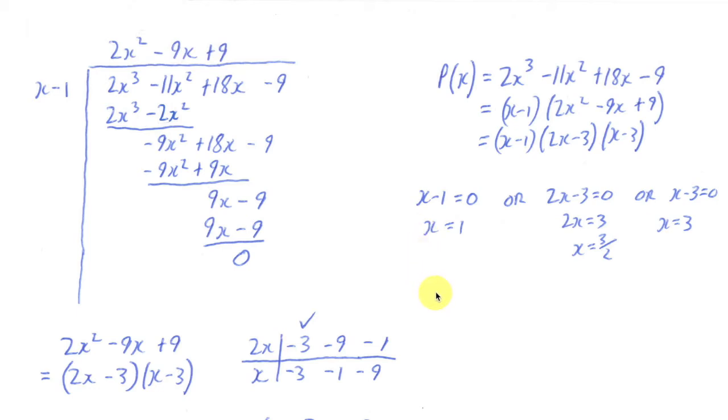So the values of x which satisfy P of x equaling 0 are x equaling 1, x equaling 3 on 2, x equaling 3. In other words, if you substitute any of these values into P of x, you will have an answer of 0.